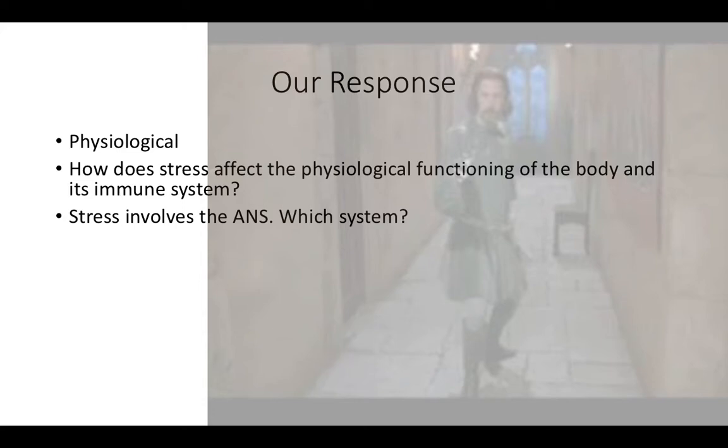So stress involves the autonomic nervous system, if you remember that. And the autonomic nervous system has two sides. Before I tell you, can you remember which system is activated when we encounter stress? Correct. That is the sympathetic nervous system, or our fight or flight. And if you remember the movie Princess Bride well, this is when Count Rugen encounters Inigo Montoya and decides to flee. So he does the flight part.